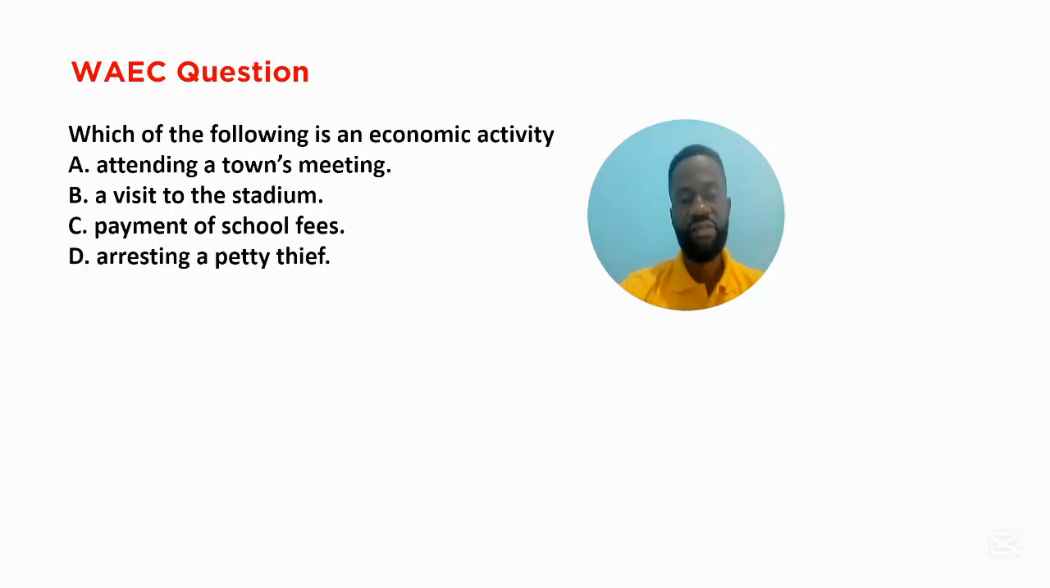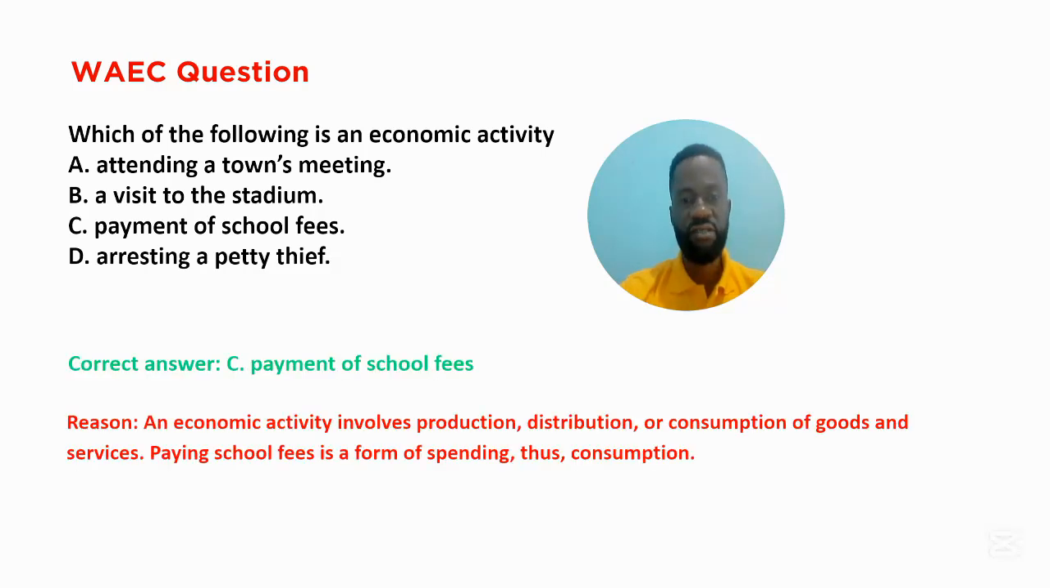Next question. Which of the following is an economic activity? A. Attending a town meeting. B. A visit to the stadium. C. Payment of school fees. D. Arresting a petty thief. The correct answer to the question is payment of school fees. An economic activity involves production, distribution, and consumption of goods and services. Paying school fees is a form of spending, thus consumption.